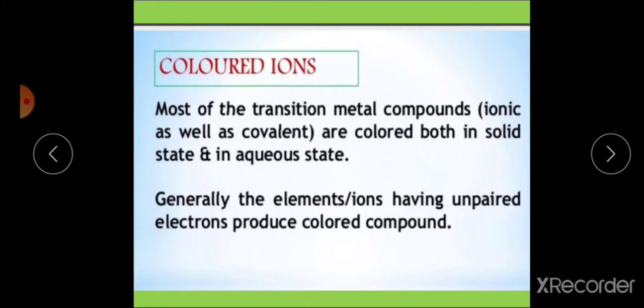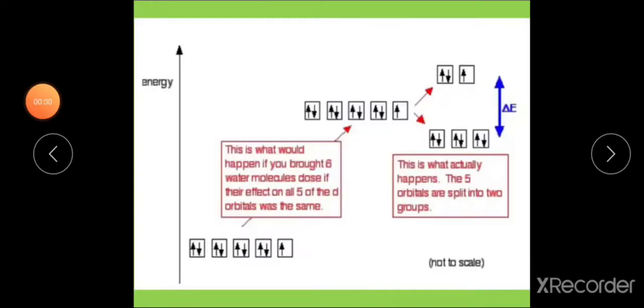Transition elements contain unpaired electrons in their d orbitals. When the atoms are free or isolated, the 5d orbitals are degenerate, means they have the same energy. But in compounds, or in the presence of anions or complexing ligands, the degeneracy is lost.